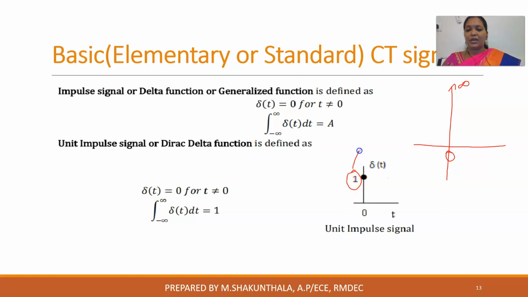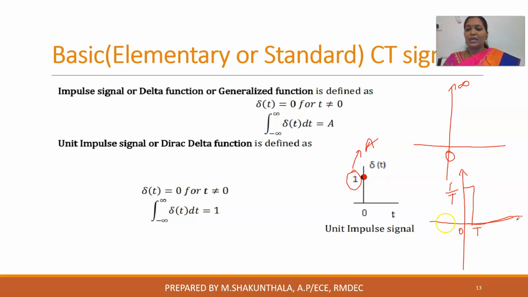At t equal to 0, we denote the unit impulse signal, whose area is nothing but 1. For other values the signal does not exist. If you want, you can consider it as a pulse signal. This pulse signal will have duration 0 to t, and the amplitude is 1 by t.